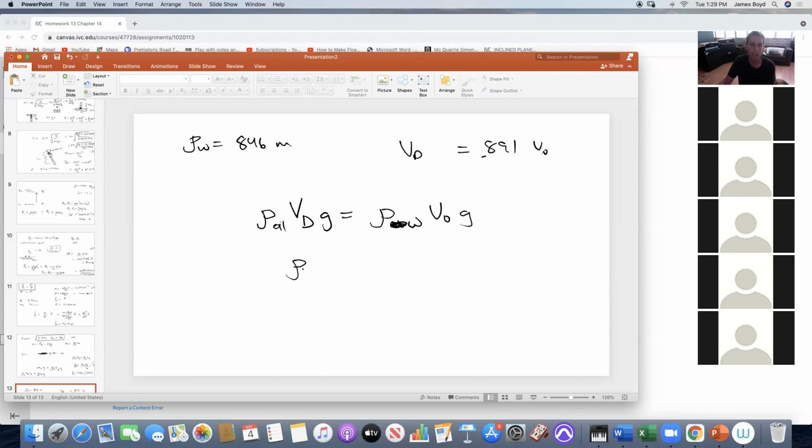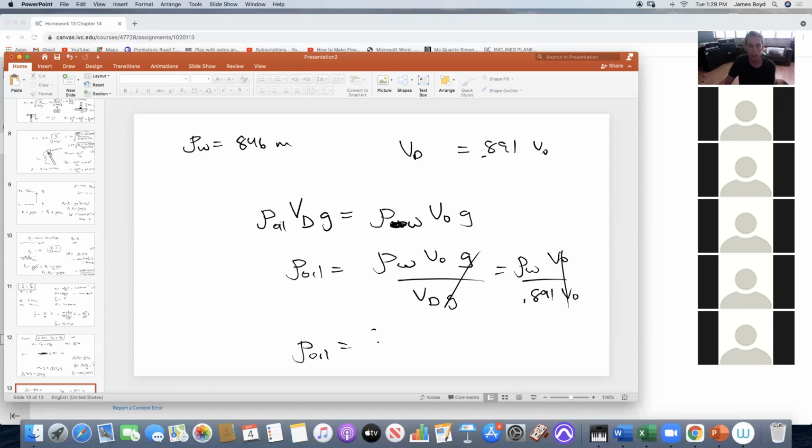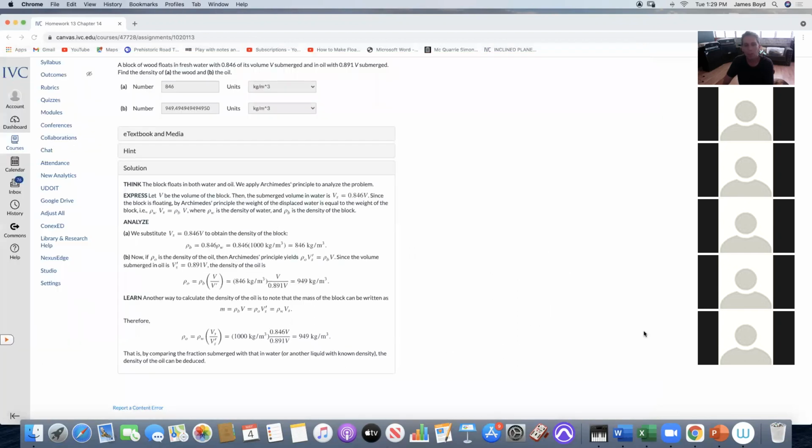So the density of the oil is density of the wood, volume of the object G divided by volume displaced G. These go away. VD is 0.891 volume of the object. These go away. And so the density of the oil is density of the wood 846 divided by 0.891. And that gives me 950-ish, 950 kilograms per meter cubed.